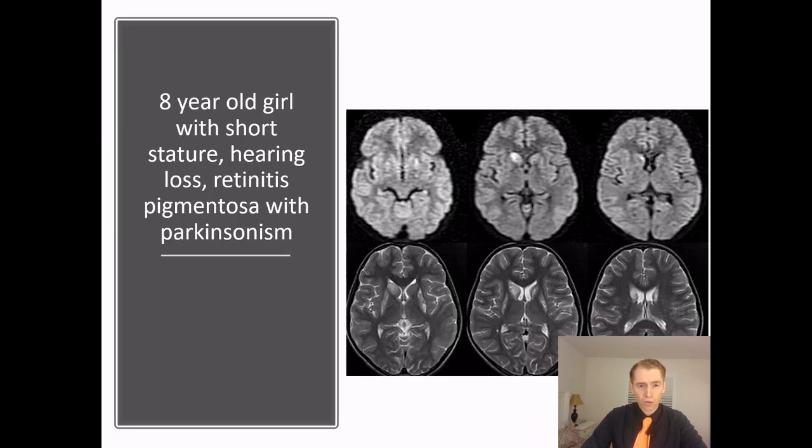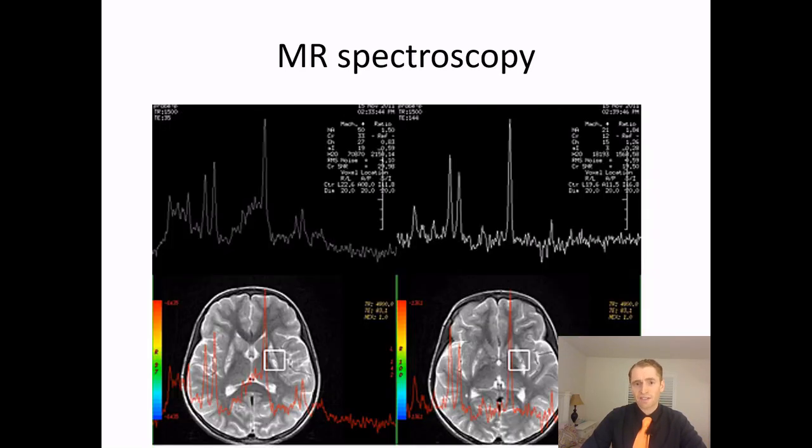This is an 8-year-old girl with short stature, hearing loss, and an eye disorder known as retinitis pigmentosa. She also had Parkinsonian features, in other words, gait and other physical changes resembling Parkinson's disease. If you look at the MRI, you can see that there are asymmetrical lesions in the caudate and putamen, and some of them appear to be diffusion restricting. These are highly characteristic findings of mitochondrial disease.